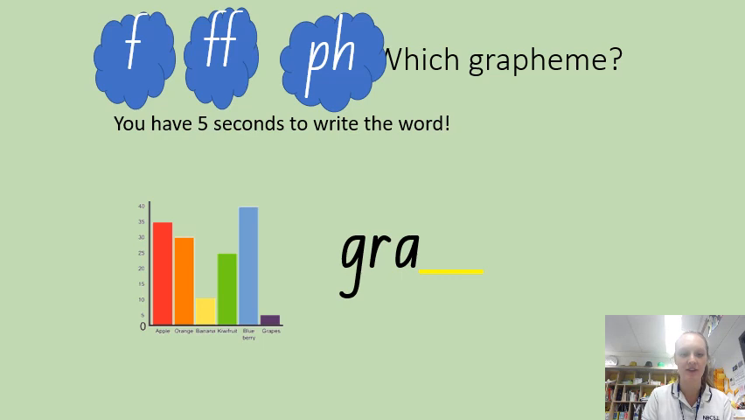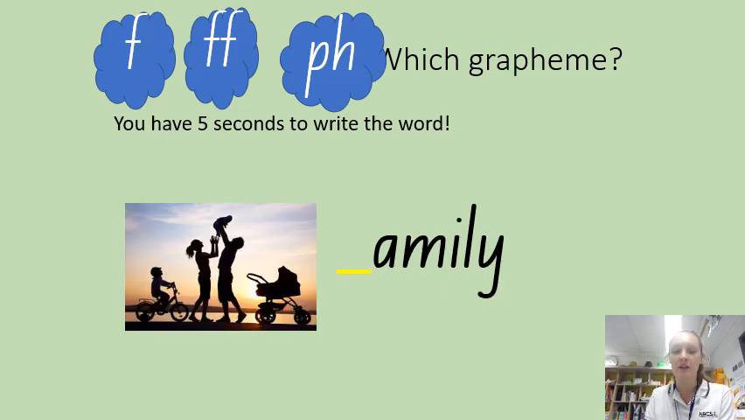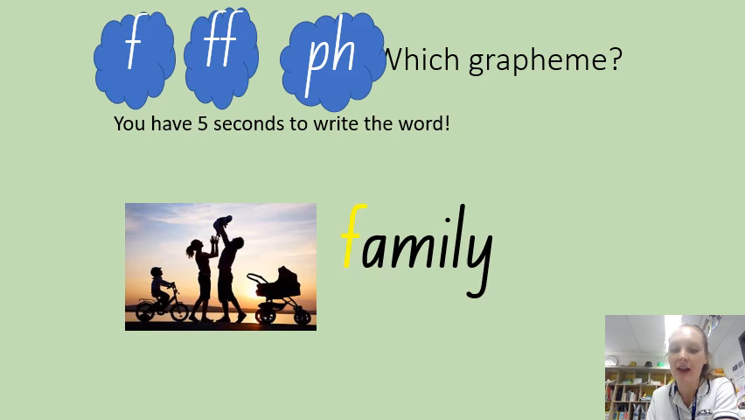Okay, a graph. All right, you have 5 seconds. 5, 4, 3, 2, 1, 0. Graph. PH at the end. All right, family. So this one, there's no short vowel in front of it, so it's not double F. However, remember, F is silly because it can actually happen anywhere in a word. So these are some of the words that you just need to remember. So family, we don't start with a PH, we have an F for family.